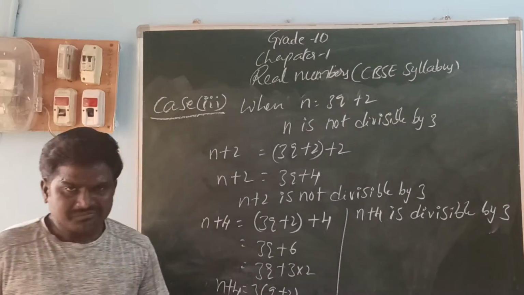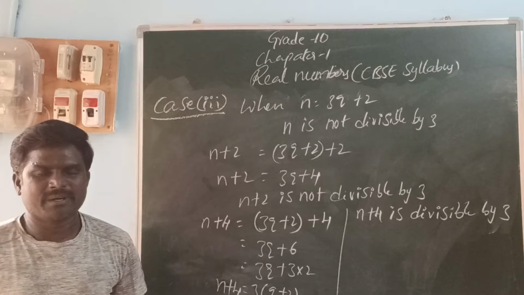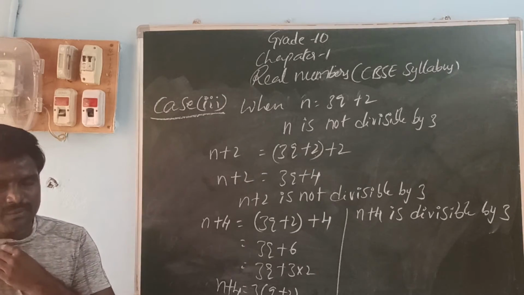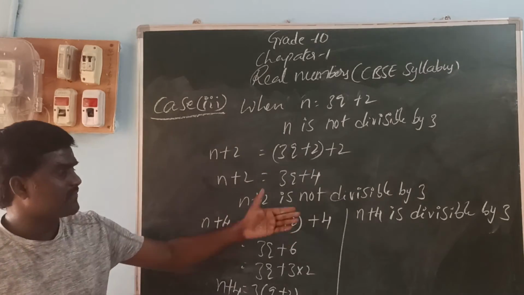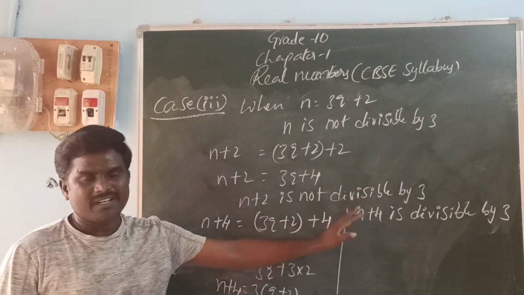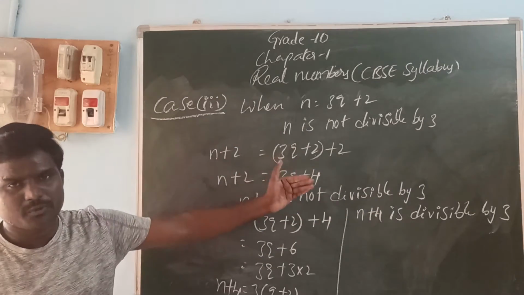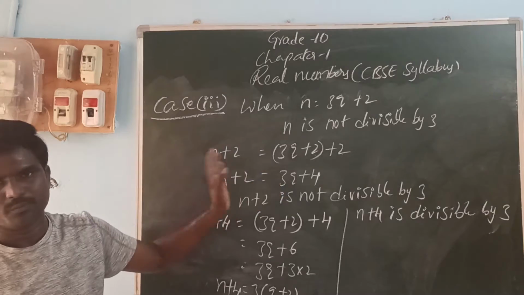In case 1, n is equal to 3q, which is divisible by 3. In case 2, n plus 2 is divisible by 3. In case 3, n plus 4 is divisible by 3. When n is equal to 3q, n is equal to 3q plus 1, n is equal to 3q plus 2.